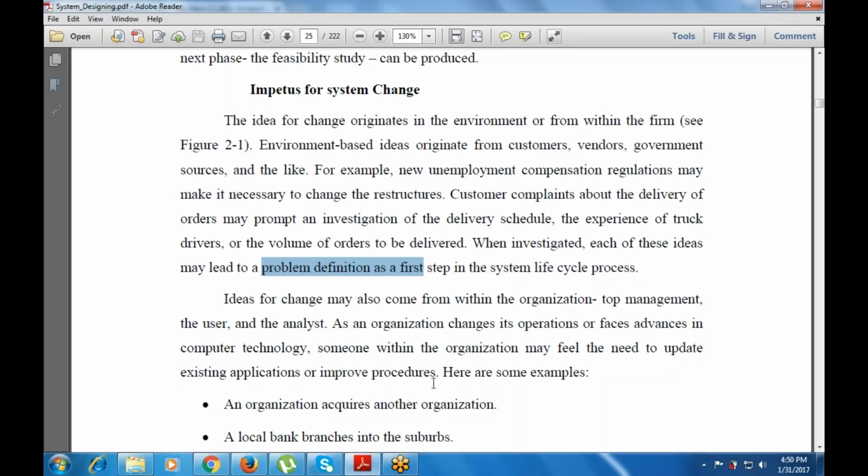Whatever the procedure and the data used, the change may come from within the organization: top management, the user, and the analyst. As an organization changes its operation or faces advances in computer technology, someone within the organization may feel the need to update the data in the existing system or application, or to improve the procedures or status of the data used.